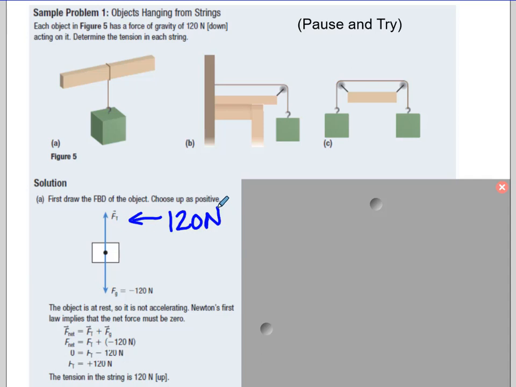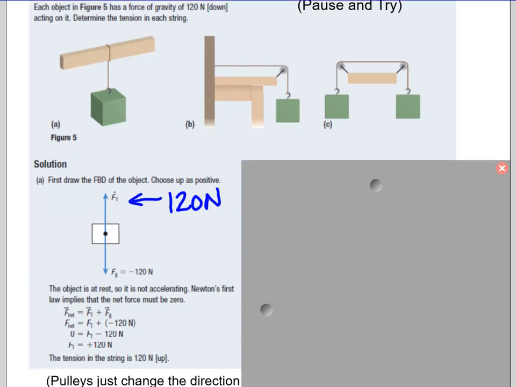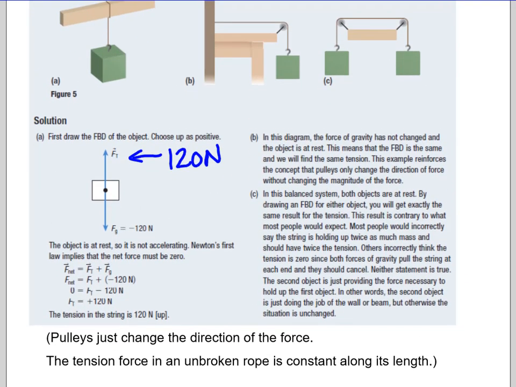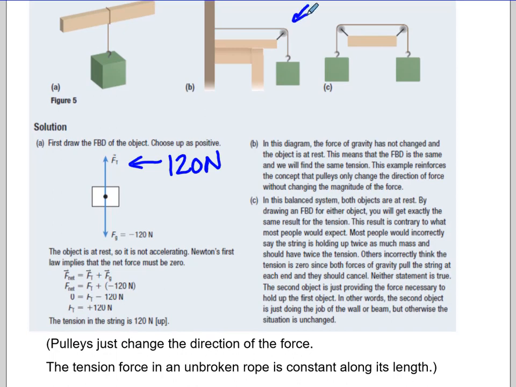Okay, so if we move on to B, B has a pulley introduced into this problem, and a pulley, all it does is it changes the direction of the force. So this pulley here, if there's 120 right here, which is the exact same, if we just looked at that little piece, we just modeled that right there, it's that picture. Now the pulley all that does is say, hey, take that force and change the direction so that it goes this way. So the tension in the string is still 120 newtons.